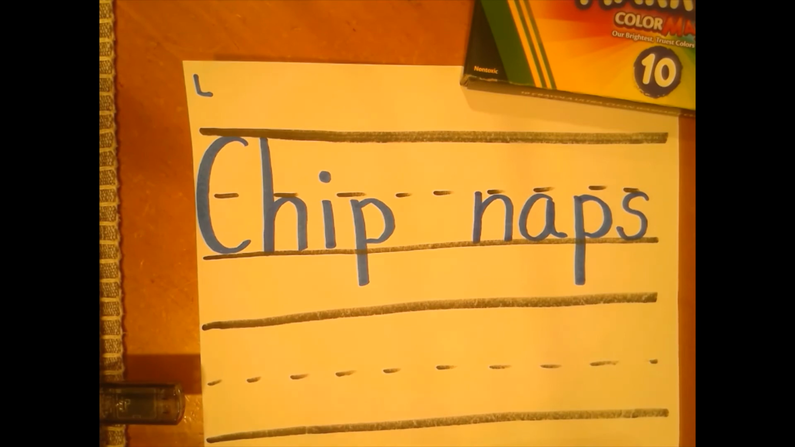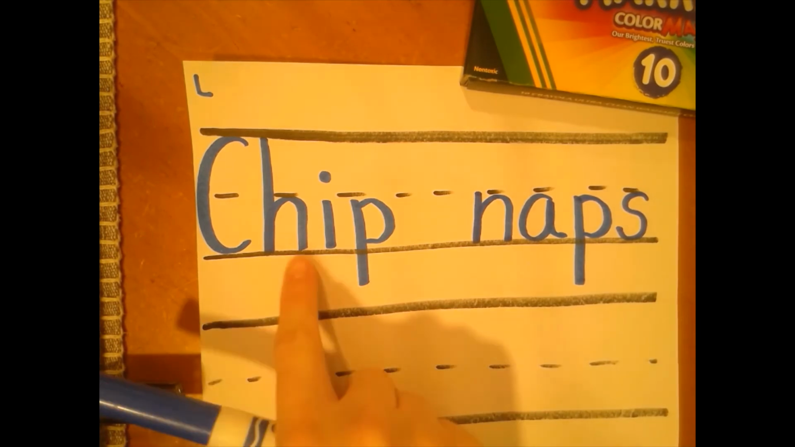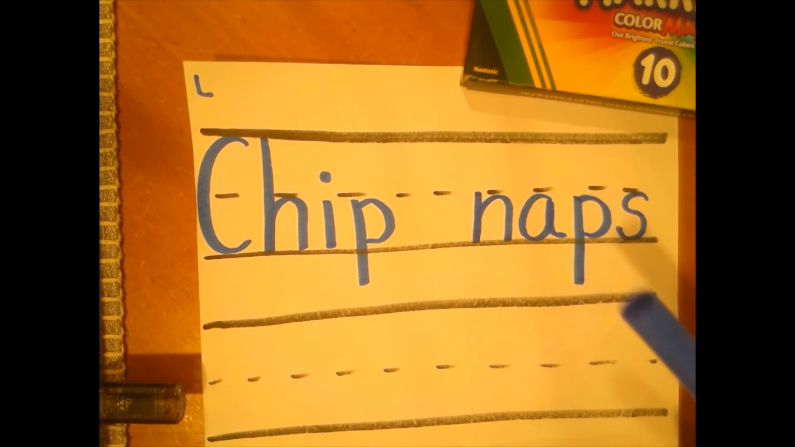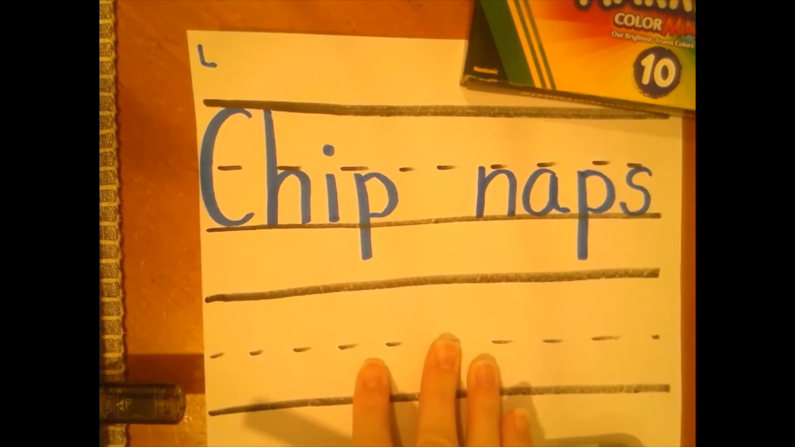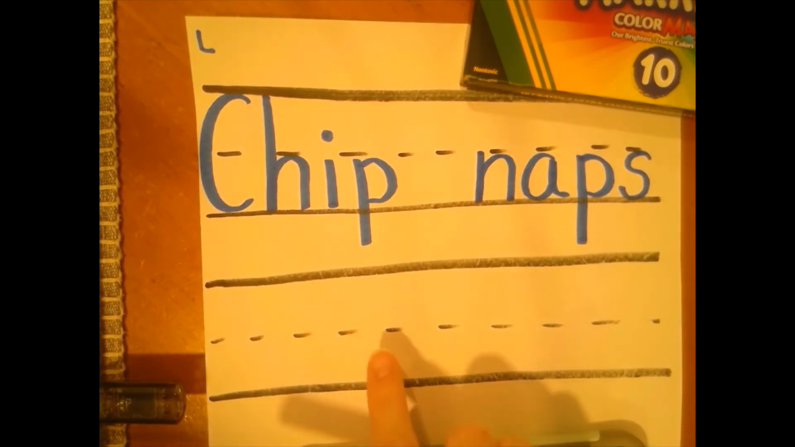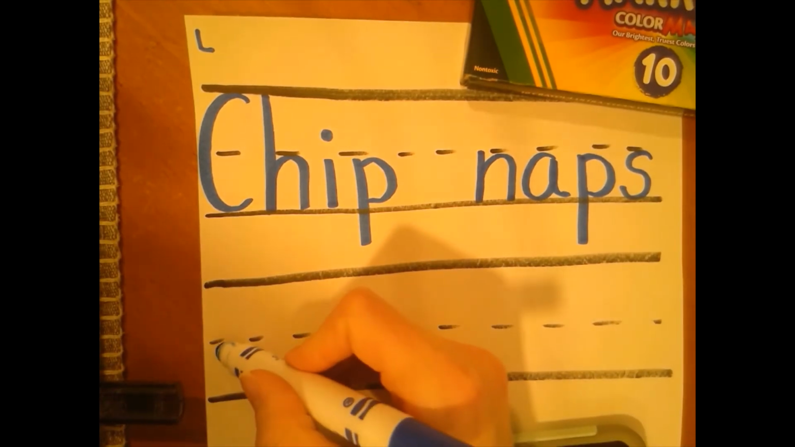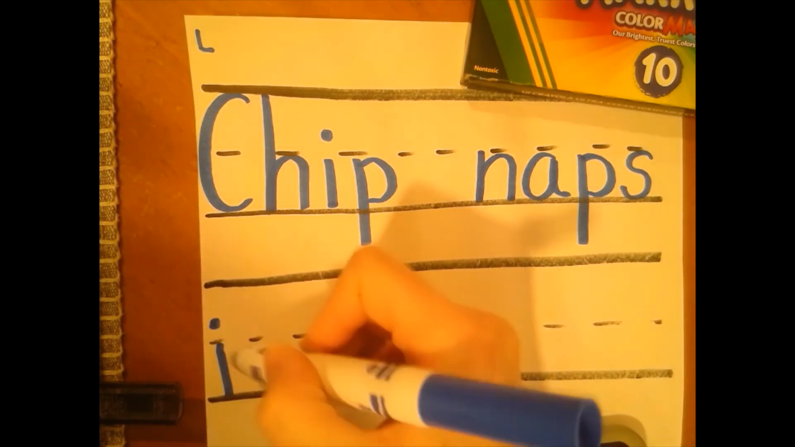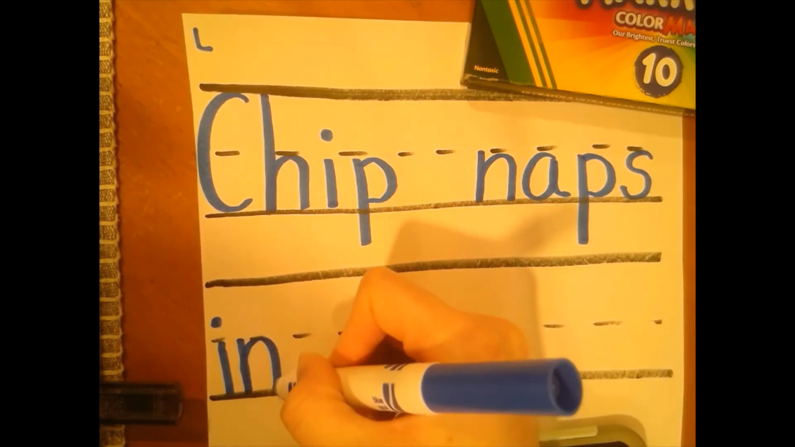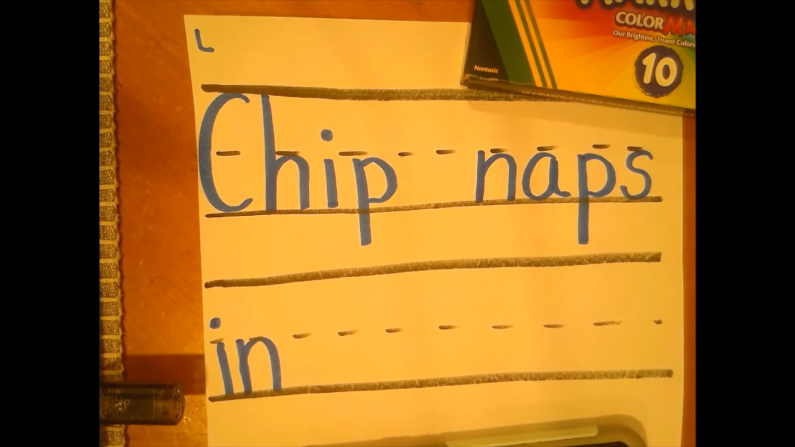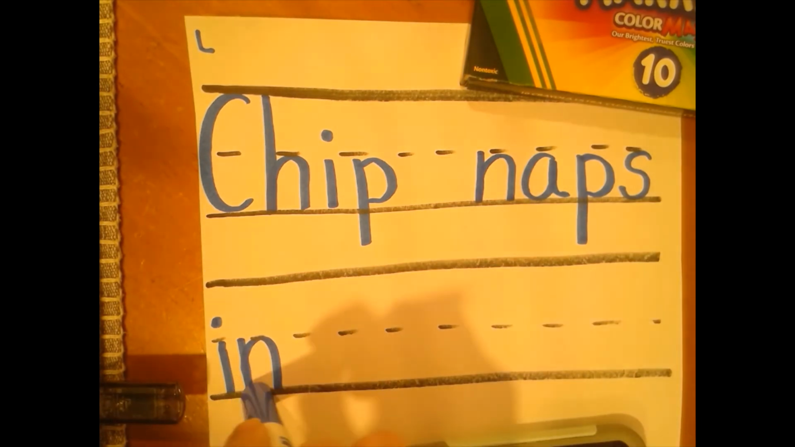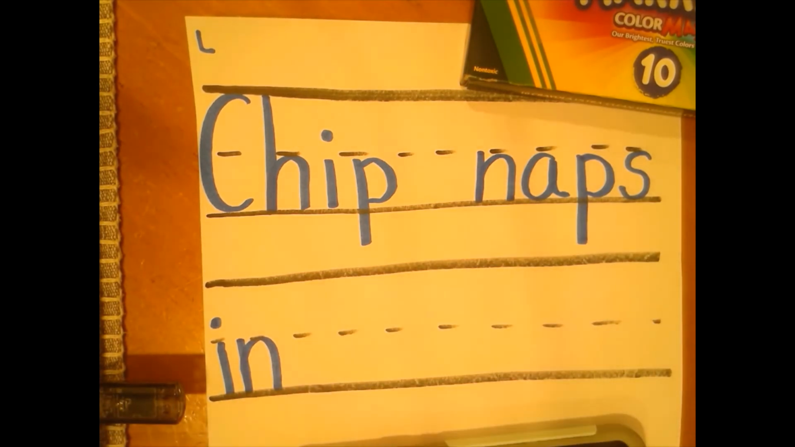Now I'm going to go back and read what I've got. Chip naps. Going to go down and over, and I'm going to just move my paper up a little bit. In is my next word. Now that's a sight word that we should know in a snap. In is I-N. Go ahead and write in. Chip naps in a. Now I know you know a, so give yourself that finger space and write it down. I'm going to have you write it before me.